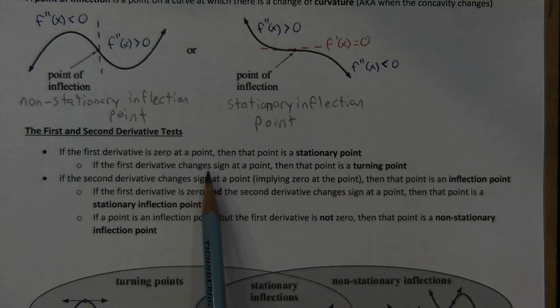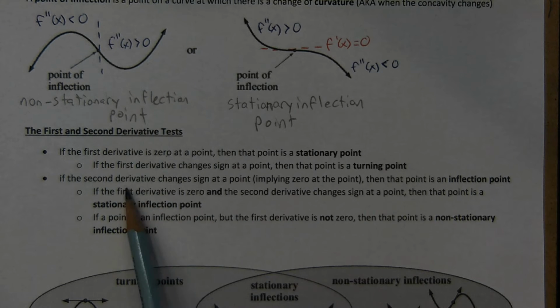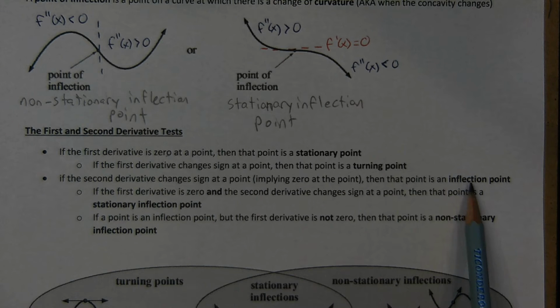Okay, that's not new. But talking about the second derivative, this is where it gets new. So if the second derivative changes sign at a point, and by the way, the only way it could have changed sign at a point was if it was actually 0 at that point. So to the left it's negative, to the right it's positive, or vice versa. If you have a sign change on the second derivative, then what you have found is an inflection point.